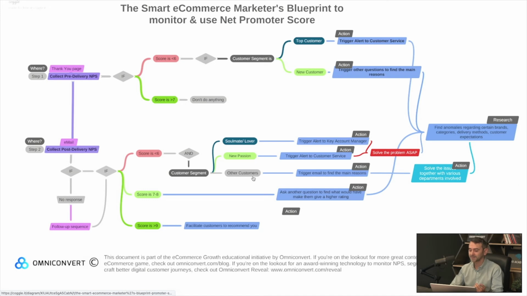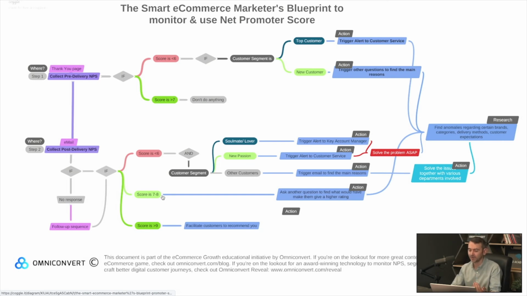But if the customer segment is not that valuable, you can trigger an email and solve those issues as you can. So it's all a matter of balancing your resources for the right customers, for your best customers, because you don't want to risk churn by not taking action once you know what's broken.